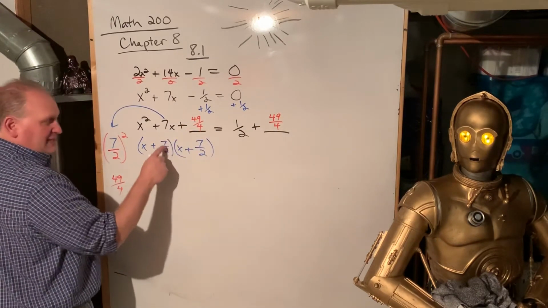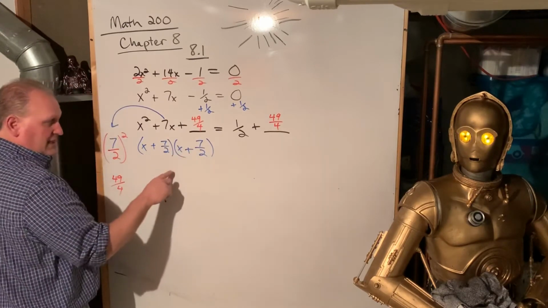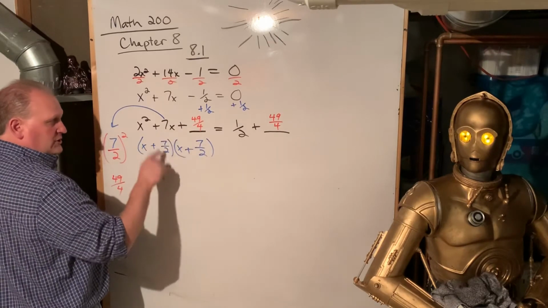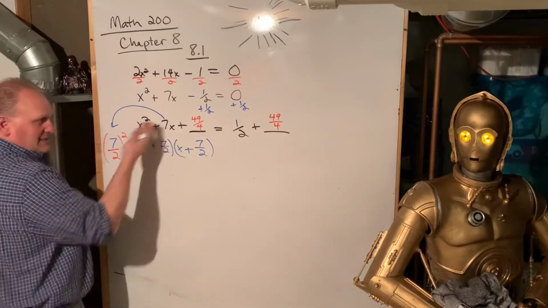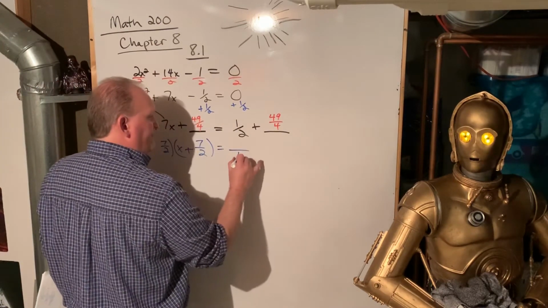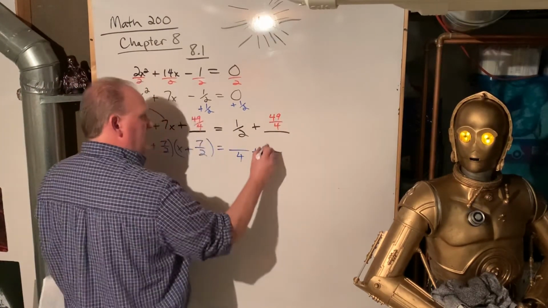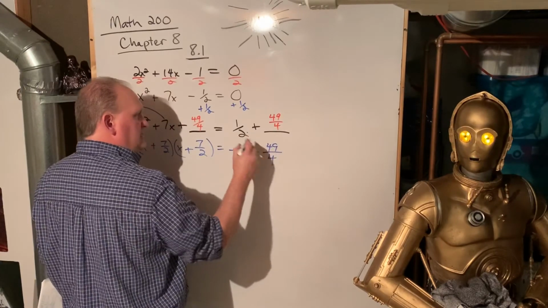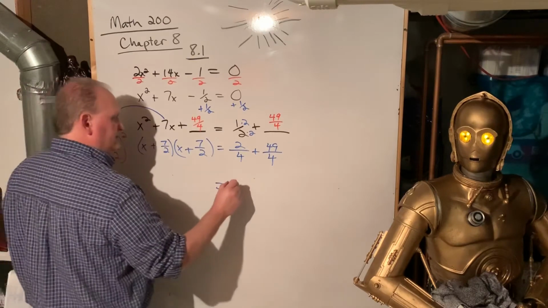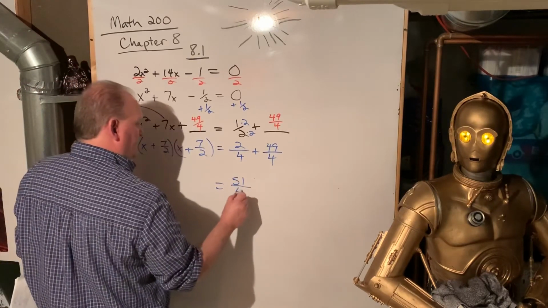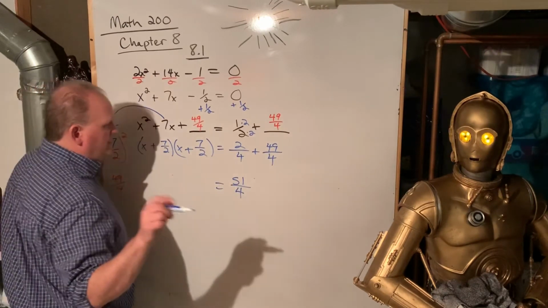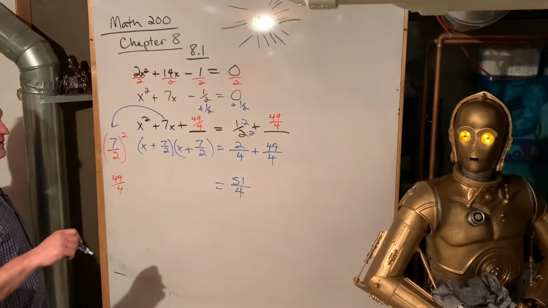Multiplies to be that. 7 halves x plus 7 halves x, the 2 would stay the same on the bottom. 7 plus 7 is 14. 14 over 2 is 7. So it does add up to be the 7x. On this side, I need 4s for common denominators. That one has it. That one needs it. So 51 fourths.